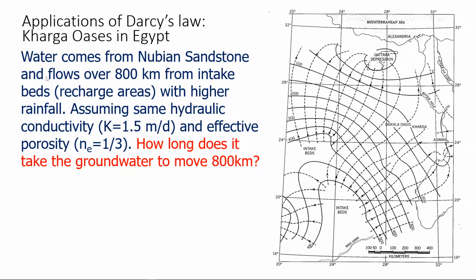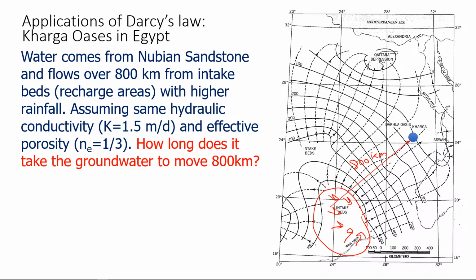Kharga oasis in Egypt: water comes from the Nubian sandstone and flows over 800 kilometers from the intake bed. That's the recharge area, so water gets recharged here. That's where the water gets into this Nubian sandstone aquifer. This is the intake bed, and then water will travel all the way here to Kharga Oasis. So that would be 800 kilometers.